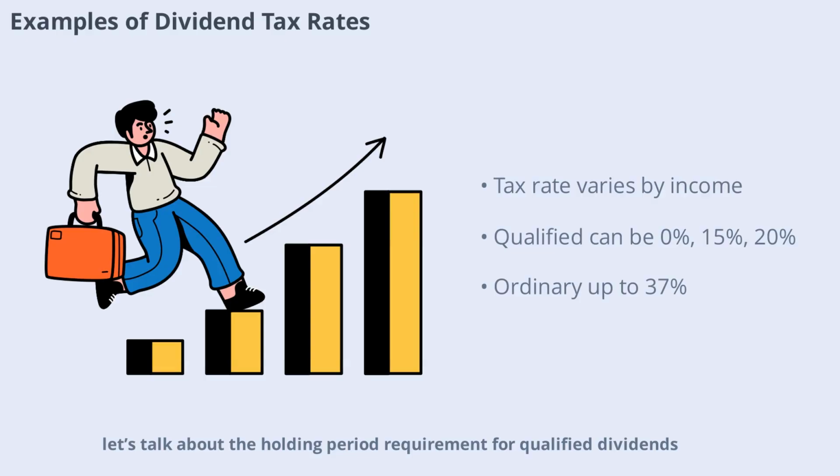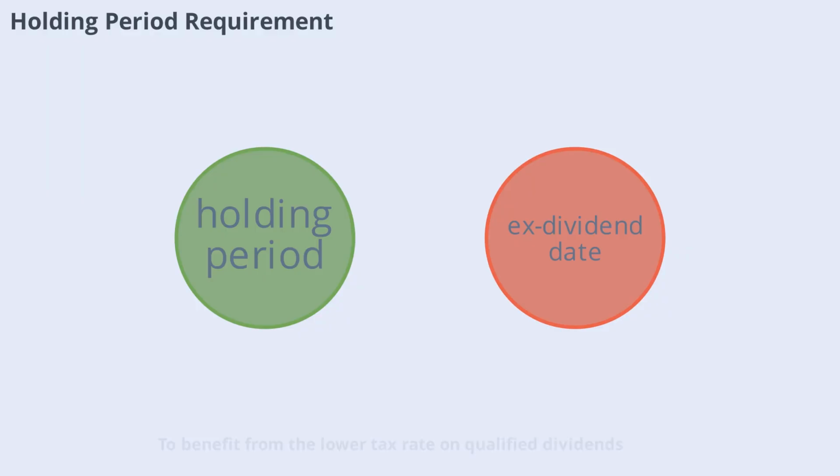Next, let's talk about the holding period requirement for qualified dividends. To benefit from the lower tax rate on qualified dividends, you must meet a holding period requirement. Generally, you need to have held the stock for more than 60 days during the 121-day period that begins 60 days before the ex-dividend date. If you sell the stock too soon, your dividends may be reclassified as ordinary, resulting in a higher tax bill. Keeping track of your holding periods is essential for tax planning.